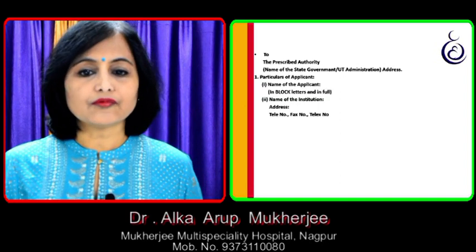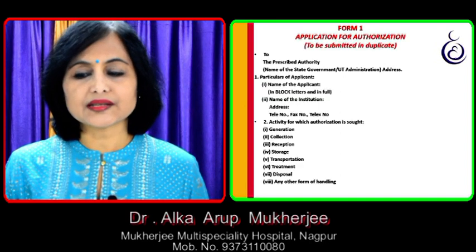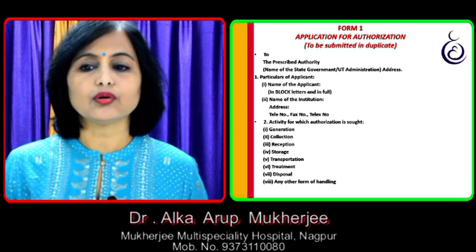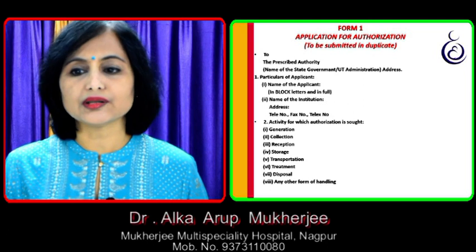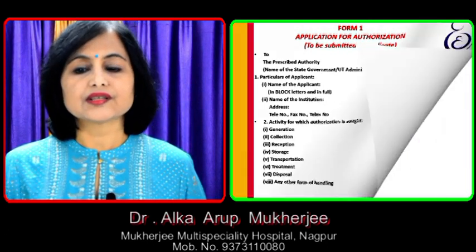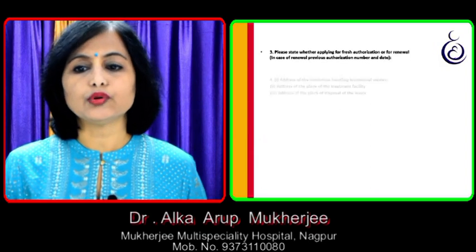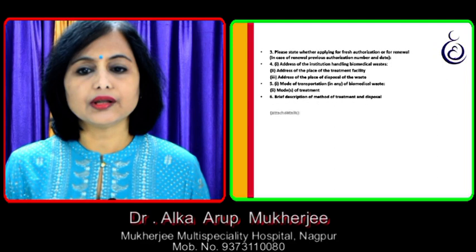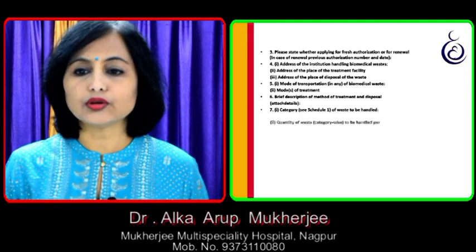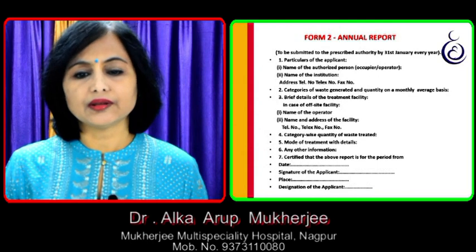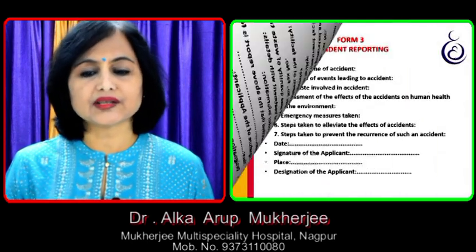This is the application form for authorization, to be submitted in duplicate. Whenever you are opening a nursing home, you are going to need this authorization form. This is Form number 2, that is for the annual report. Every year by 31st January you have to submit this annual report. Form 3 is for accident reporting, if there is any mishap or any accident.